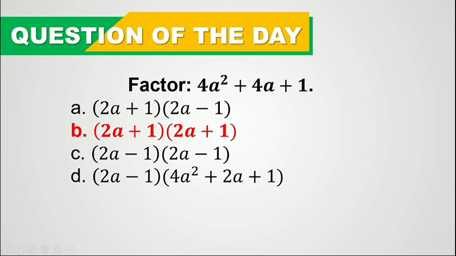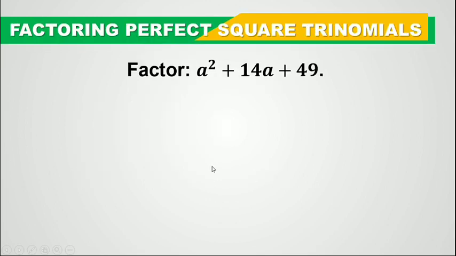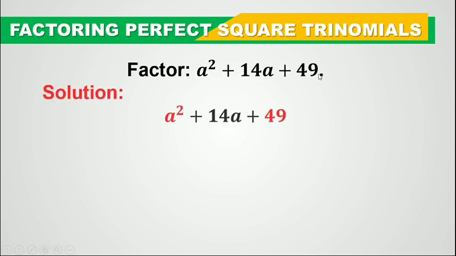Now let's try more examples for you to understand this concept better. Let's try to factor a squared plus 14a plus 49. Again, you just have to look at the first term and then the last term. By the way, trinomials are polynomials which have 3 terms. As you can see, 3 terms here: 1, 2, 3. Look at the terms of the given polynomial.